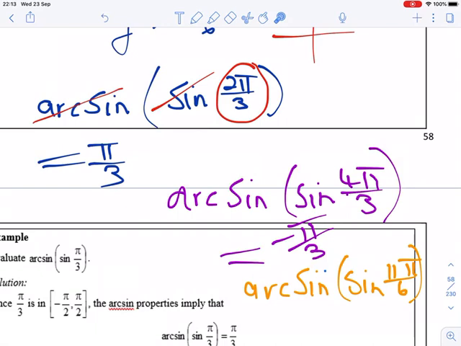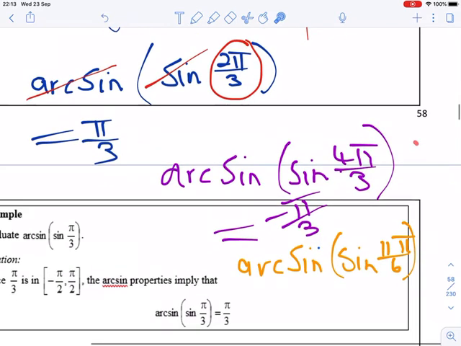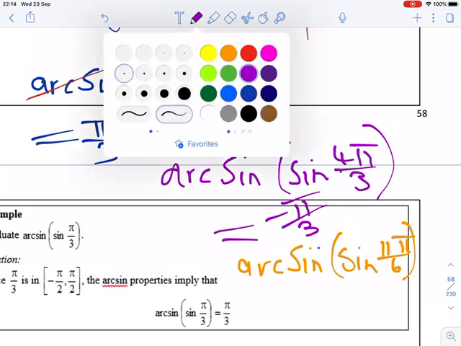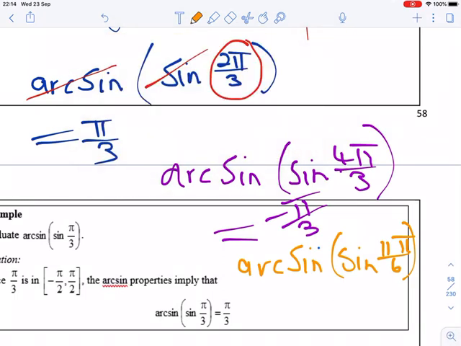So now we have arc sine of sine 11 pi over 6. So where is 11 pi over 6? Well, that is in the fourth quadrant. Their sign is negative. So once again, I must now give my answer as negative the reference angle. Well, the reference angle is pi over 6. So my answer here will be negative pi over 6.